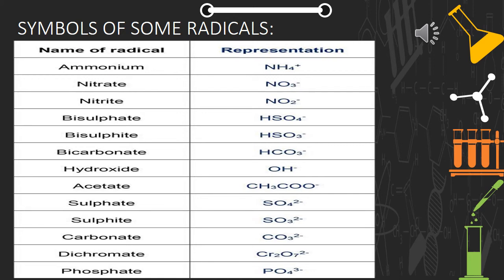So ammonium, the symbol or representation, is NH4. And chloride is Cl. So ammonium chloride can be written as NH4Cl. So it's better that we have this list, so it becomes easy to remember and to make the formulas of the compounds.